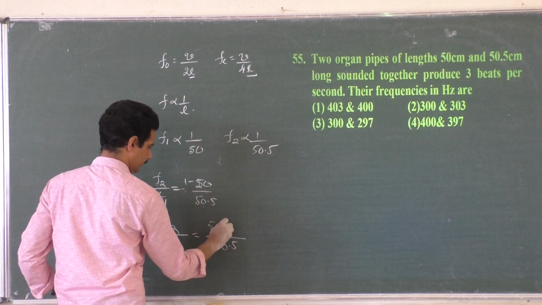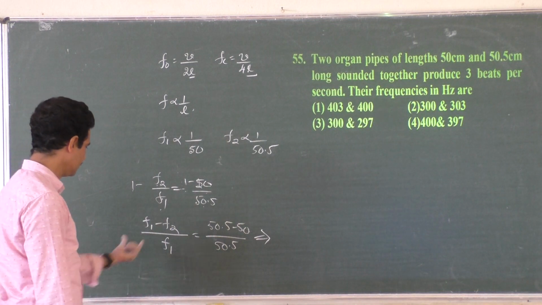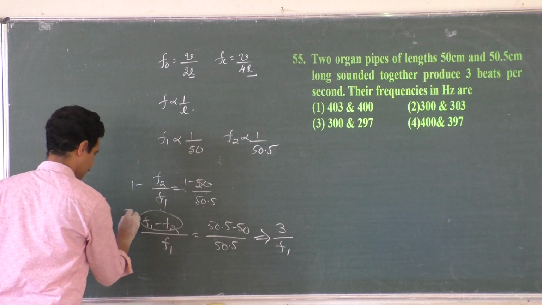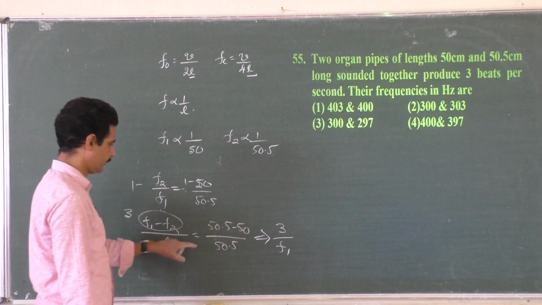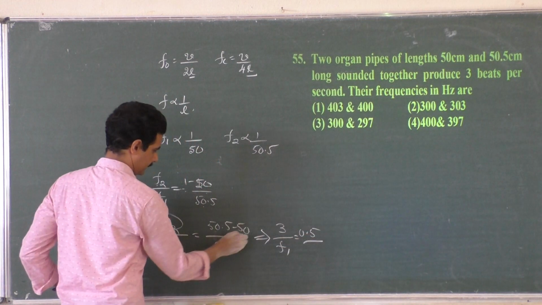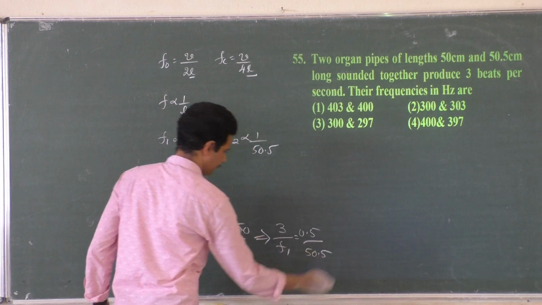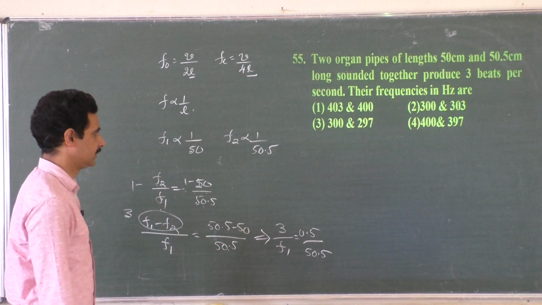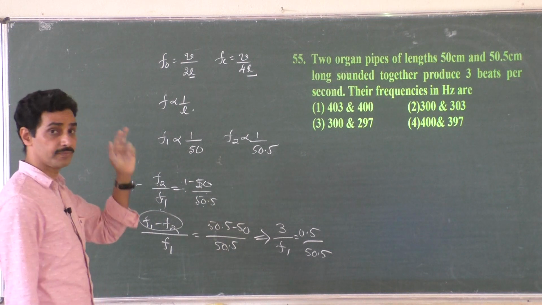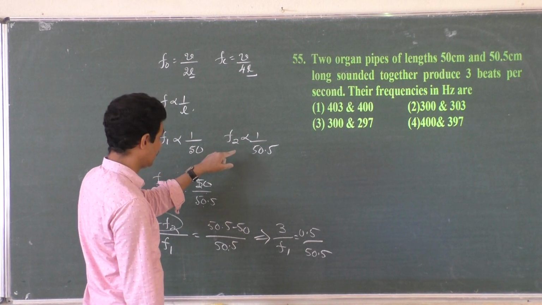50.5 minus 50 implies this is 3 beats per second. By F1, this is 0.5 by 50.5, correct? 50.5. Multiply it now. You will get one frequency. Another should be 3 times that. 3 hertz more, 3 beats. No, 3 hertz less. F2 should be lesser.